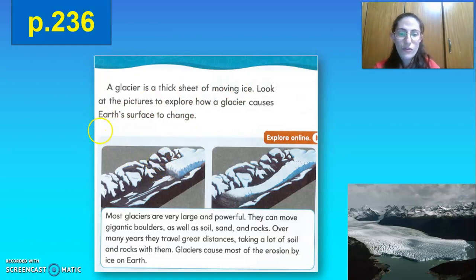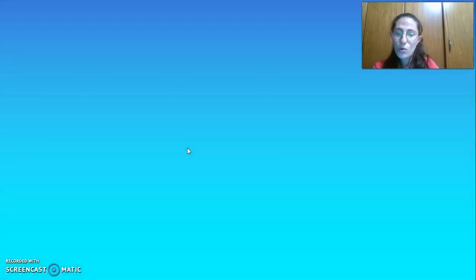As it moves from one place to another, it slides from the top of the mountains downwards. It carries with it lots of rocks and soil and moves them from one place to another, causing a change to Earth's surface over a really long time. Clear?